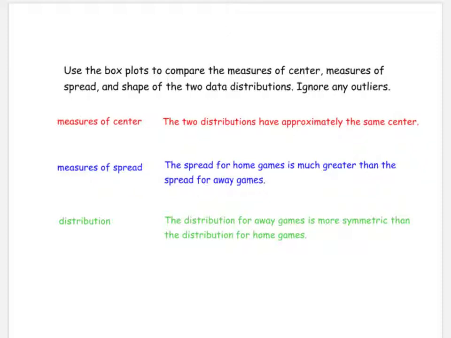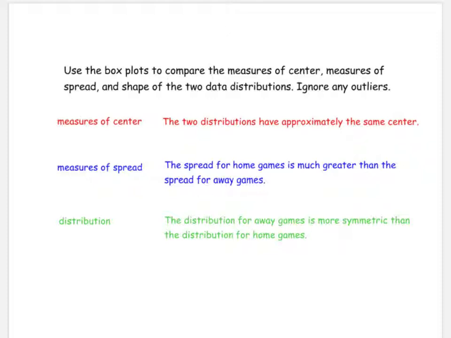So we need to take a look at the IQR, which again is Q3 minus Q1, which essentially is the box or the rectangular part of the box and whisker plot, and the range, which is your maximum minus your minimum. If we look at the home games, the box and whisker plot for the home games is very much longer than the box and whisker plot for the away games. So it has a larger measure of spread.